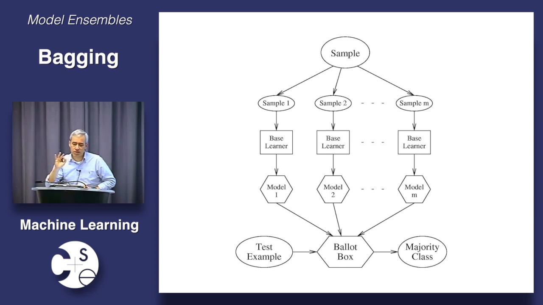Now, what's the key thing that is essential for this to be useful? All right, let me put it this way. This will work for decision trees. Do you think it will work for naive Bayes? What if my base learner was naive Bayes? What would happen?